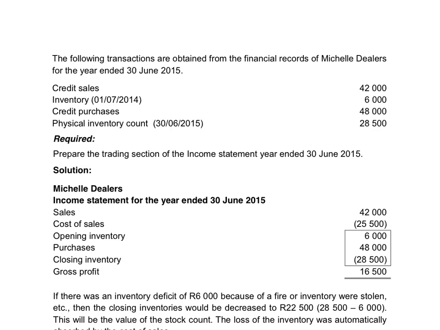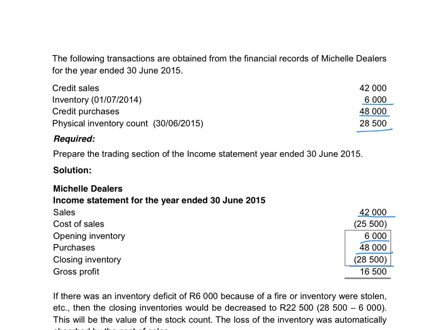If we look at the information that was obtained from Michelle Dealers, we can complete an income statement and determine what is the cost of sales. So I will use my sales price and show that the total sales price is 42,000. My opening inventory was 6,000. My total purchases is 48,000. And my closing inventory is 28,500.